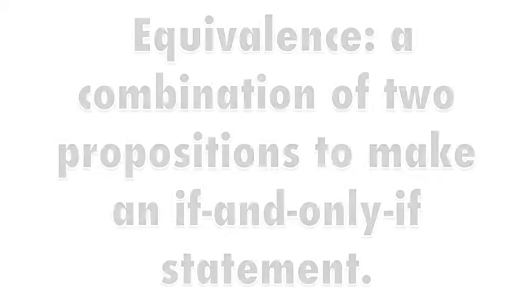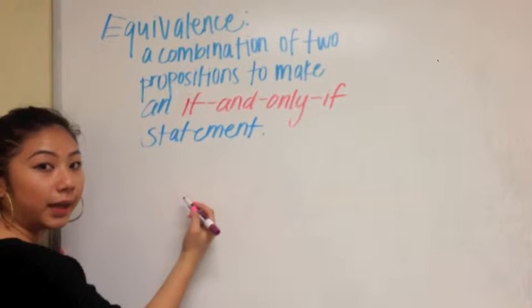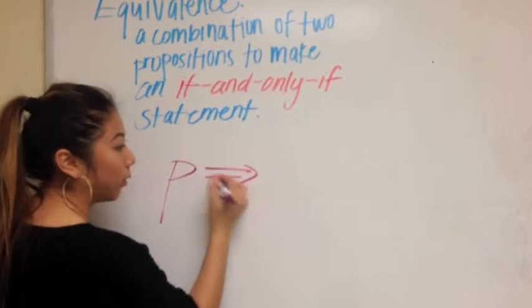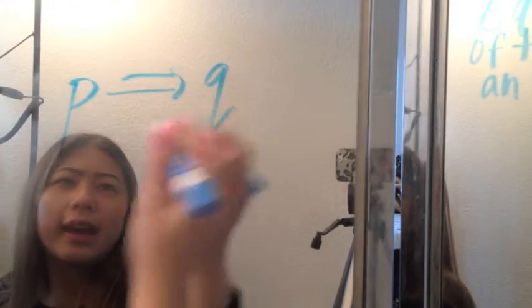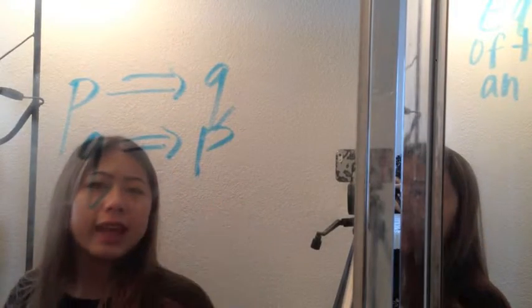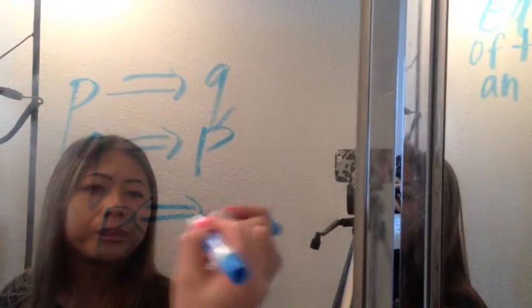First off, what is an equivalent statement? An equivalent statement is a combination of two propositions to make an if and only if statement. We write it in symbolic form as P, double arrow, Q. If we can say that if P, then Q, and if Q, then P, then therefore we can say if and only if P, then Q.